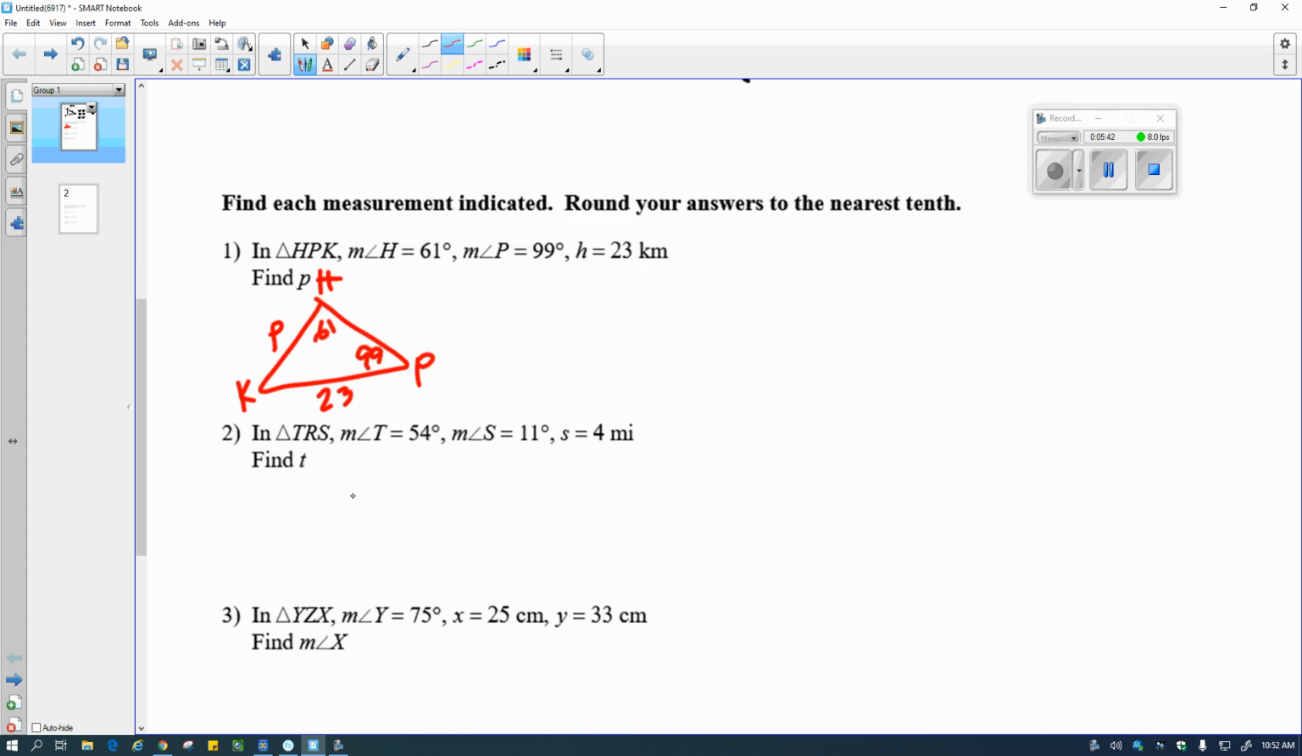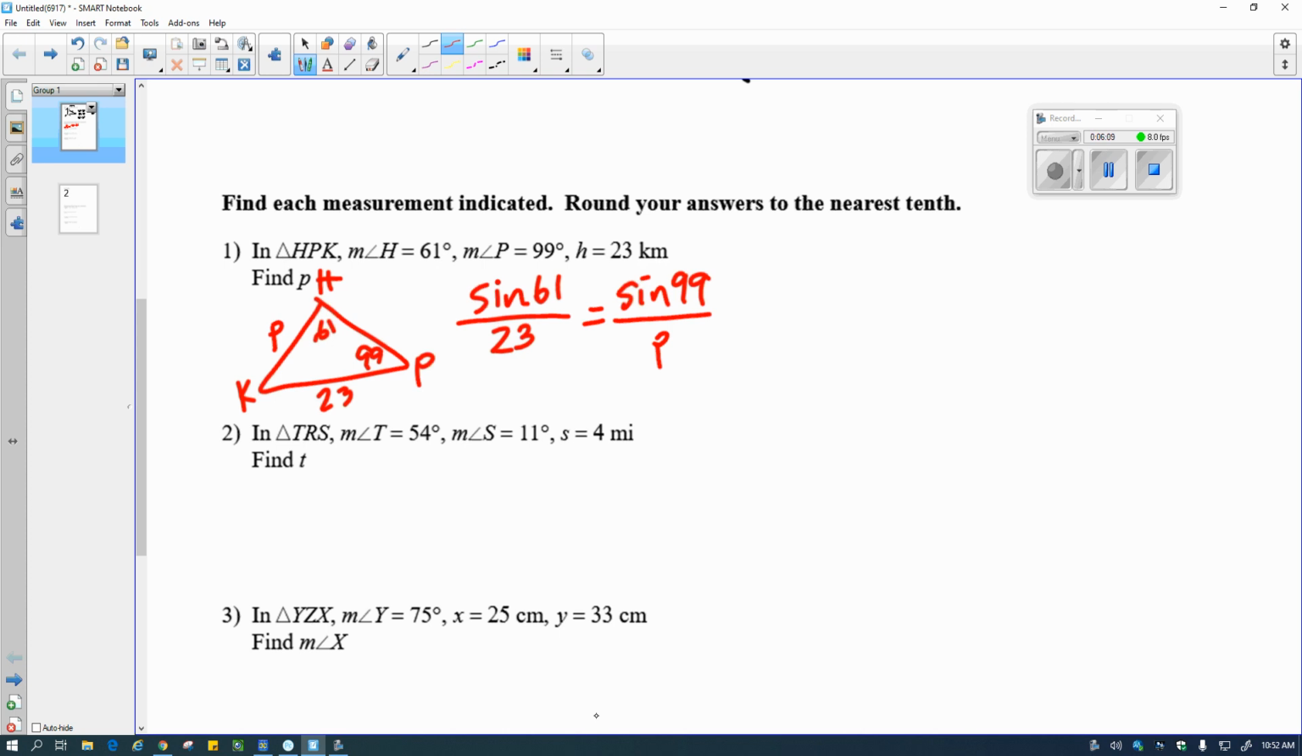And so I can set up a proportion by putting the sine of H over side H, so the sine of 61 over 23, and the sine of P over side P, so the sine of 99 over P. Notice I have only one variable to use. And if I am able to set it up in that way and I have only one variable, then I can just do my cross products and solve.